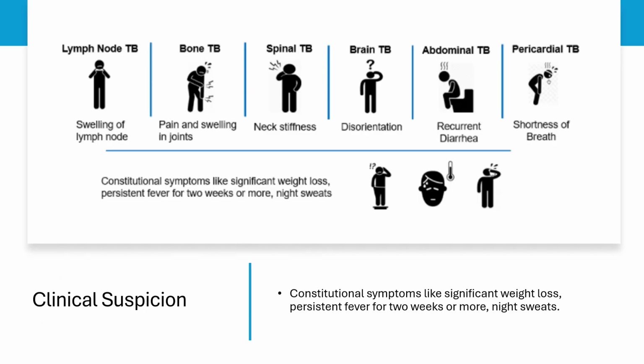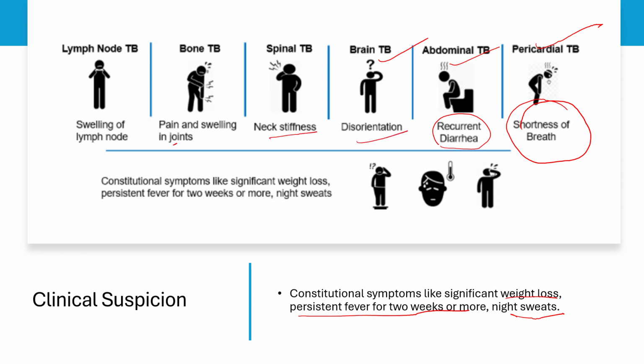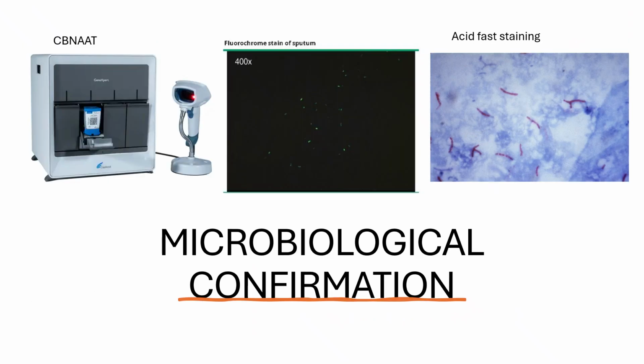So clinical suspicion, whenever there is significant weight loss, persistent fever for 2 weeks or more, night sweats, and obviously the organ involved will have the symptoms as per. Like in cases of pericardial TB, there is shortness of breath, and abdominal TB, recurrent diarrhea, brain TB, disorientation, spinal TB, neck stiffness, bone TB, pain and joint swelling, and swelling of the lymph node in TB lymphadenitis.